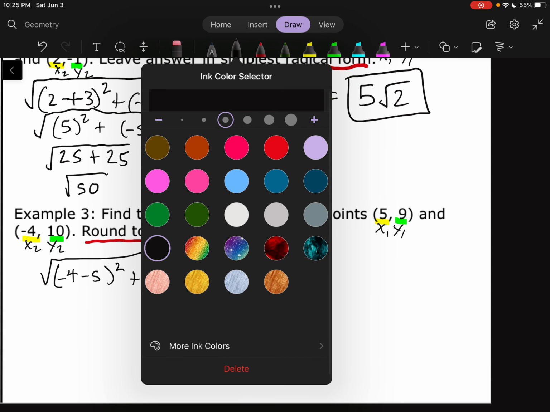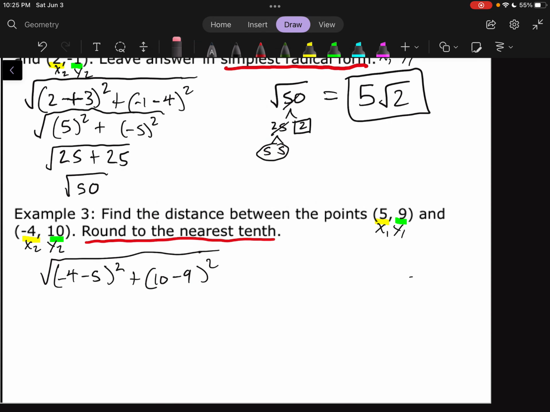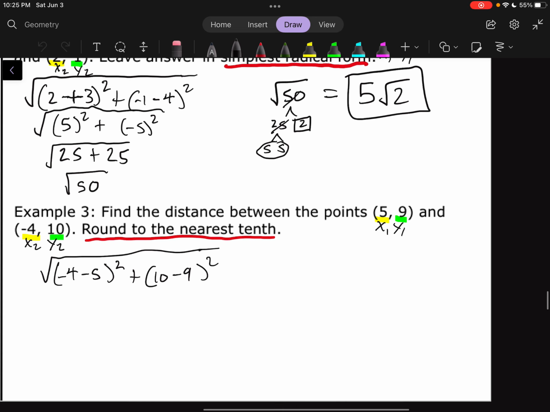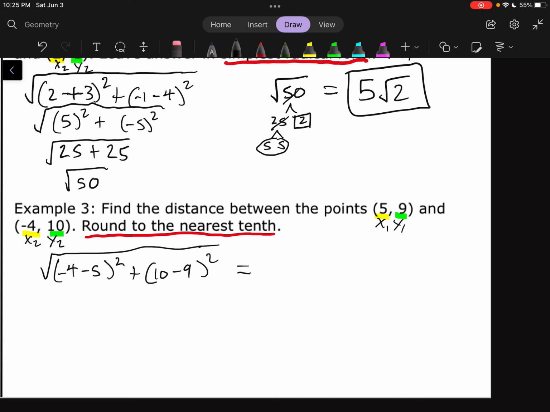Now, like I said, if they say round to the nearest tenth, then they're just giving you permission to just type that whole thing into your calculator. You don't need to get it in simplest radical form. So I'm just going to type that into my calculator. And hopefully your calculator agrees with mine. Negative 4 minus 5 and 10 minus 9 inside those parentheses. I'm getting 9.05, which would round to be 9.1.